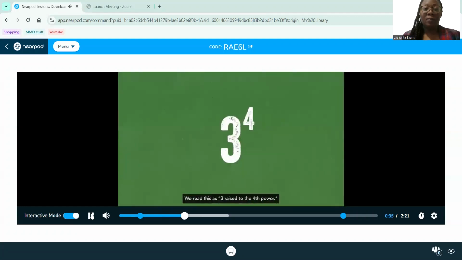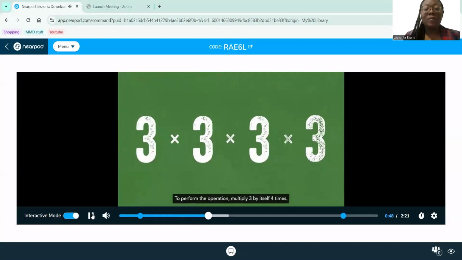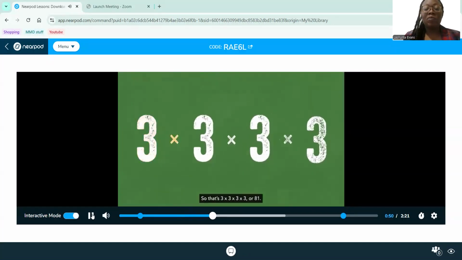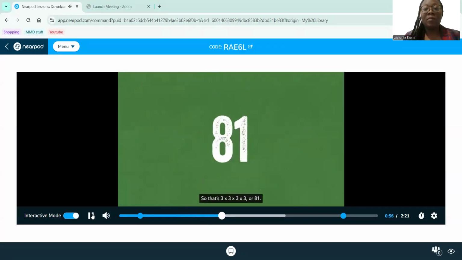Here's an example. Okay, class, where is the exponent located? In the upper right corner of the number. We read this as 3 raised to the 4th power. 3 is the base, and 4 is the exponent. To perform the operation, multiply 3 by itself 4 times. So that's 3 times 3 times 3 times 3, or 81.